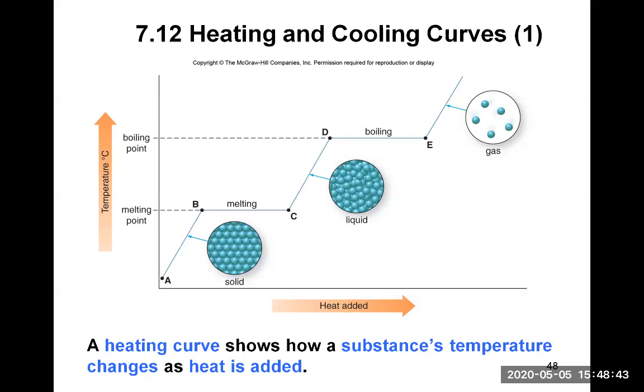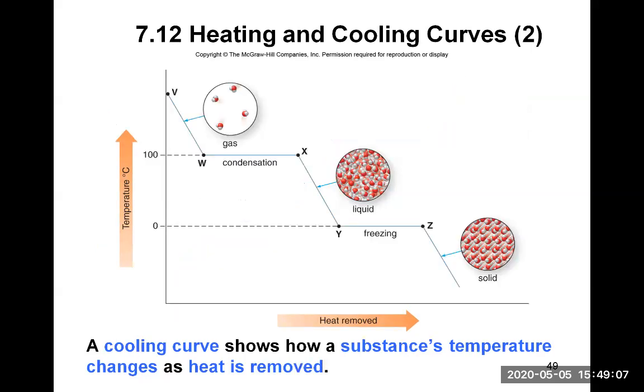And so from point E, all the heat that is added will increase the gas temperature. So you see that the temperature increases again from that point. From point E, what you have is only a gas, and the temperature of the gas increases as you add heat. And so a cooling curve is when, instead of adding heat, you are removing heat. It shows how the substance's temperature changes as heat is removed from the substance.